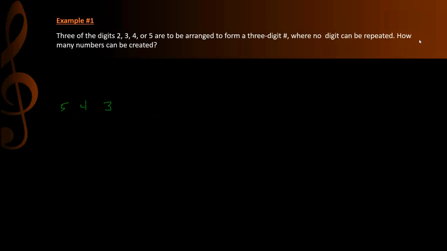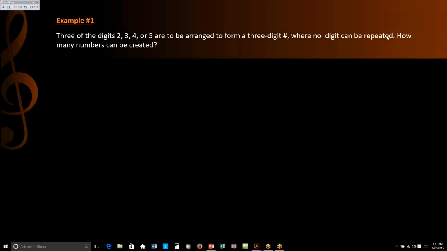Let me get rid of those numbers here. Another example. 3 of the digits 2, 3, 4, and 5 are to be arranged to form a 3-digit number where no digit can be repeated. How many numbers can be created?